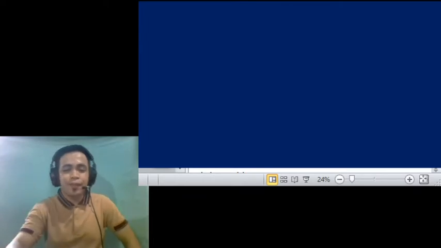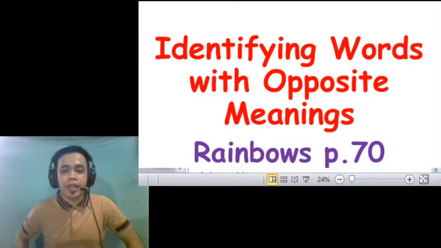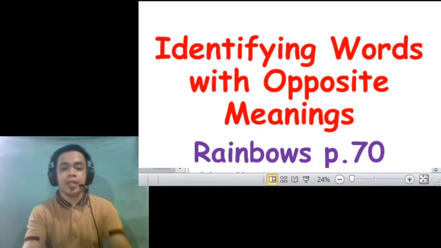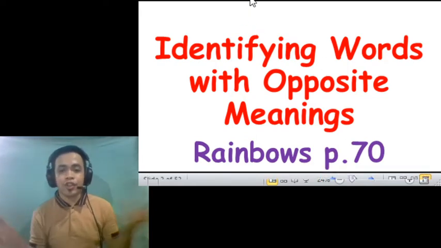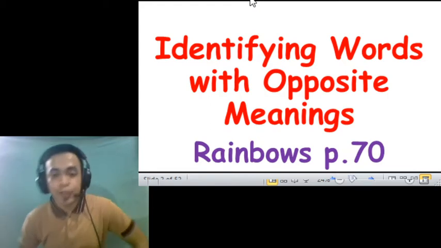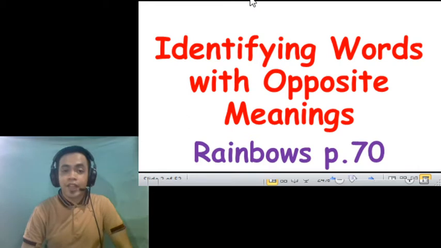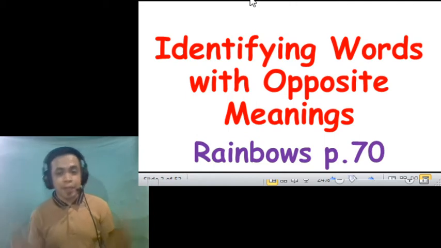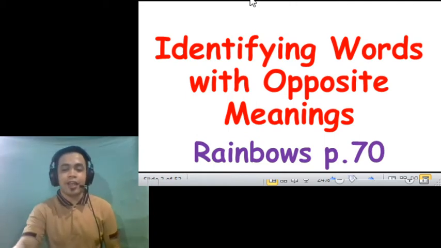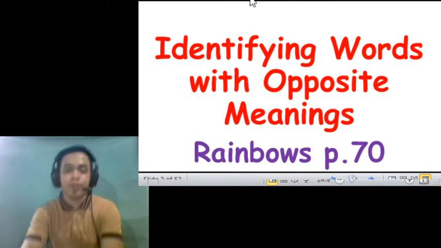So for today, let's have an activity about identifying words with opposite meaning. So when we say opposite, it means they are contrasting. Okay, magkabaliktad. Okay, so open your book on page 70, Rainbows in English. Again, opposite meaning. Magkasalungat, magkabaliktad. Okay, just like the example that I will be giving to you.